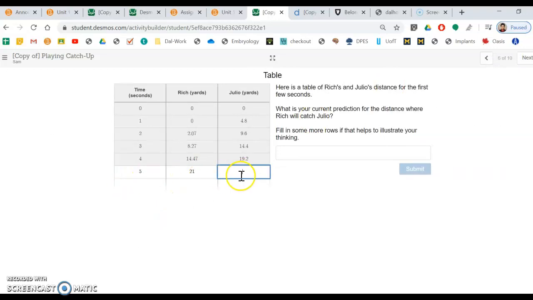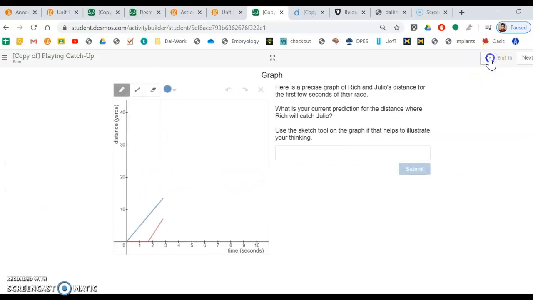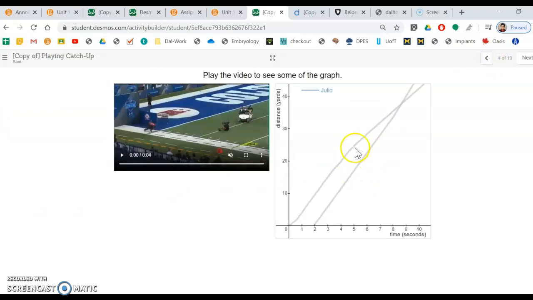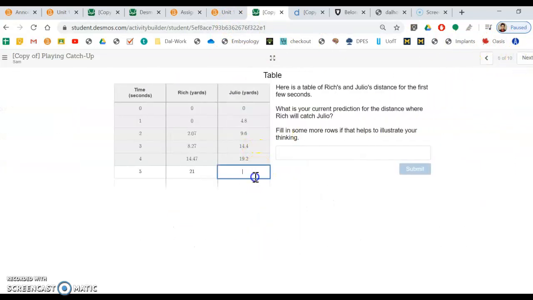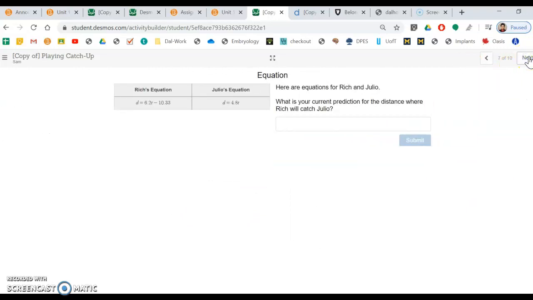While at 5 seconds, where would Julio be? According to my graph, Julio, which is the blue person, at 5 seconds would be somewhere around 25. So still they are not crossing over. I'll go next and say Julio is around 25. Okay, so that's how you will keep working on this one.